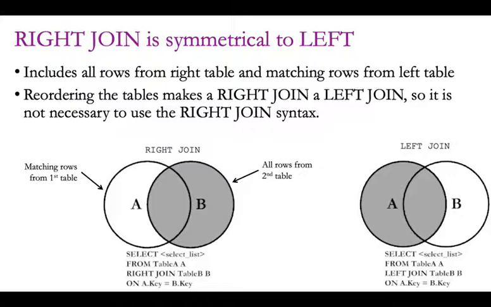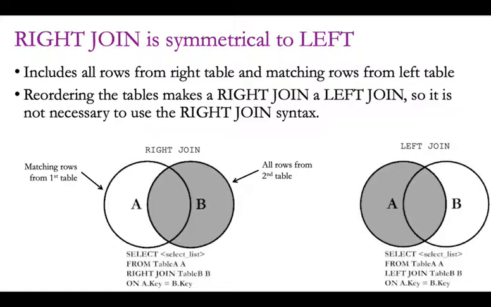Okay. So again, these Venn diagrams are showing something abstract, which is the rows included from one table and the rows included from the second table, and in the middle are the rows that match up from the two tables. So right join is similar to left join, except it includes the rows in the second table that didn't match anything from the first table instead of the first table. It's basically the same as left join, except the roles of the two tables are reversed. So you keep everything from the second table instead of keeping everything from the first table.